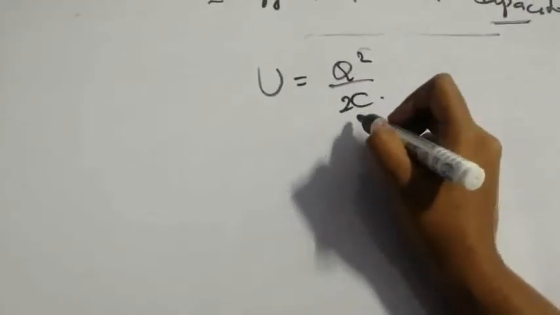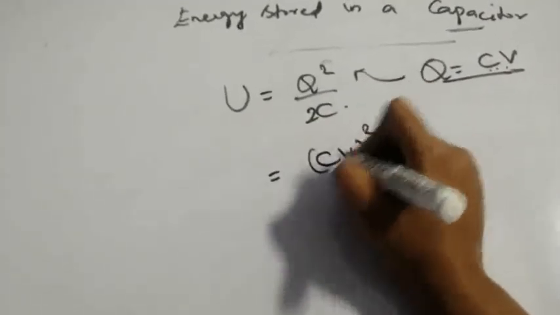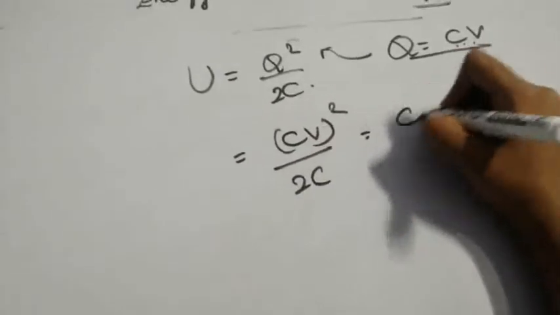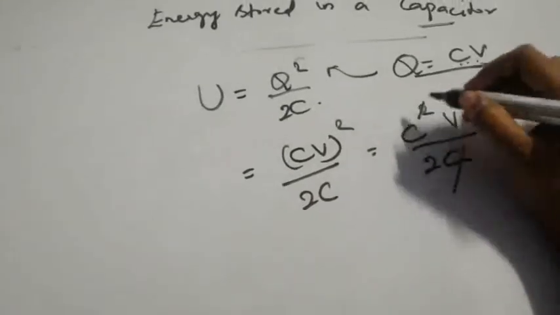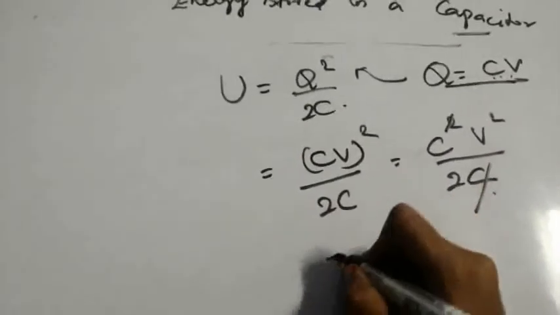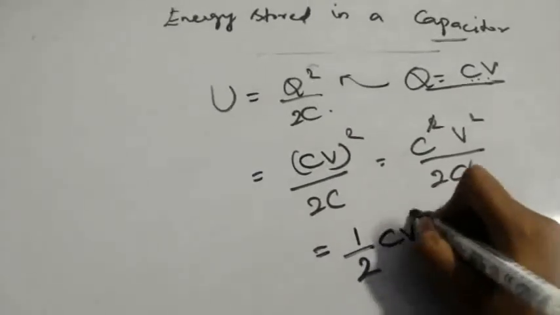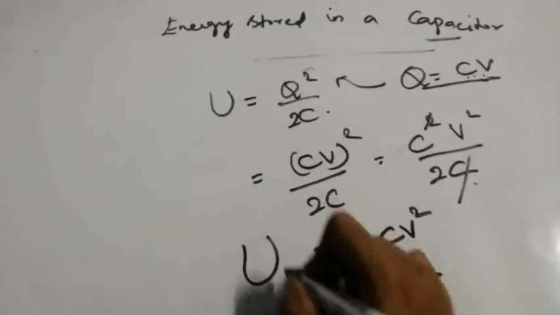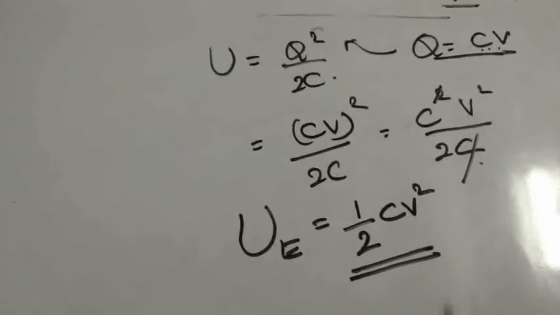I'm going to replace this equation with another format. As we know, q is equal to CV. Substitute this here in this equation. Instead of q, write it as CV. So you'll get CV whole square divided by 2C. This is nothing but C square V square by 2C. Cancel one C with the C in the denominator. So you'll get 1 by 2 CV square, which is again another format of my potential energy U for the capacitor.